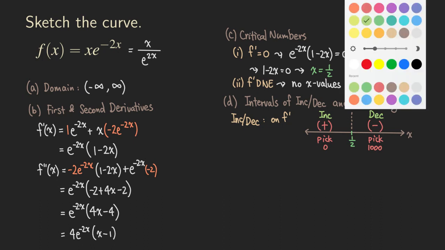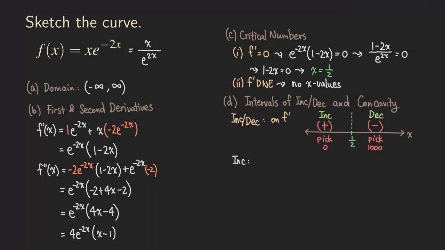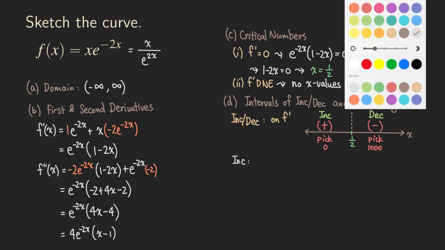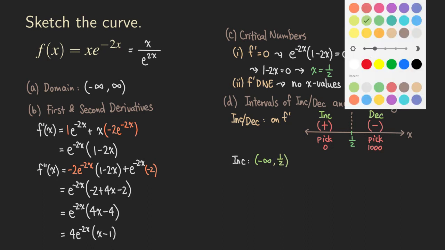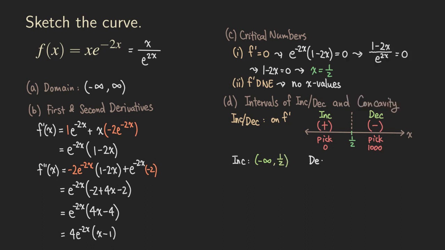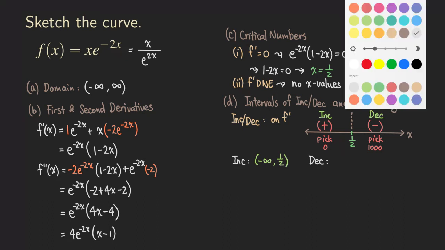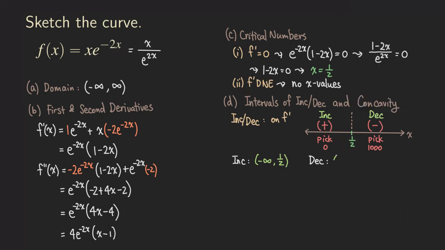So basically that's good for writing down the intervals of increase and decrease. For the interval of increase, we only have one interval, which is just from negative infinity to 1/2. That's easy. And then we have the interval of decrease, which is going to be on the right side of the 1/2, so 1/2 to infinity. So that's simple.